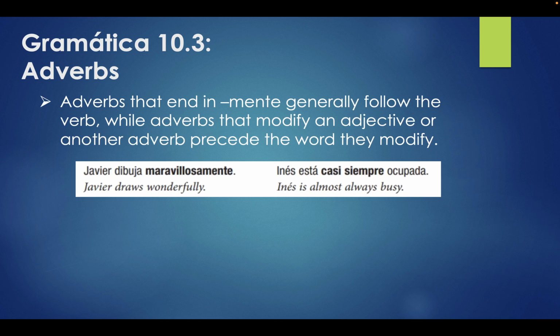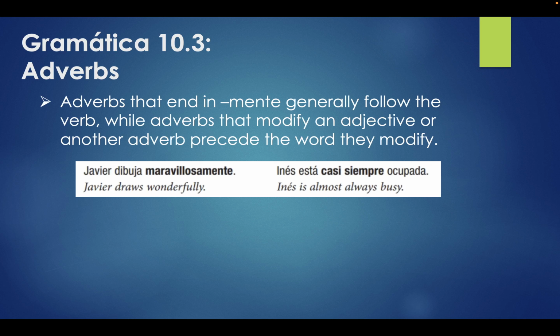So for example, Javier dibuja maravillosamente. Javier draws marvelously. We wouldn't say Javier marvelously draws. No, he draws marvelously. Another example, Inés está casi siempre ocupada. Inés is almost always busy. It would sound weird to say Inés is busy almost always.